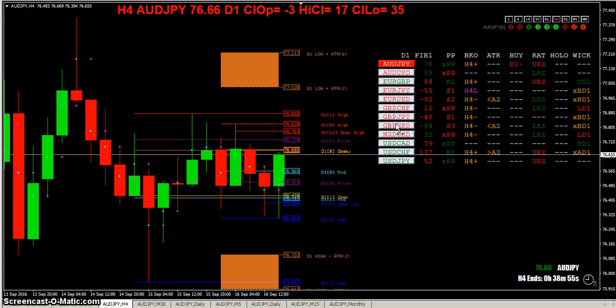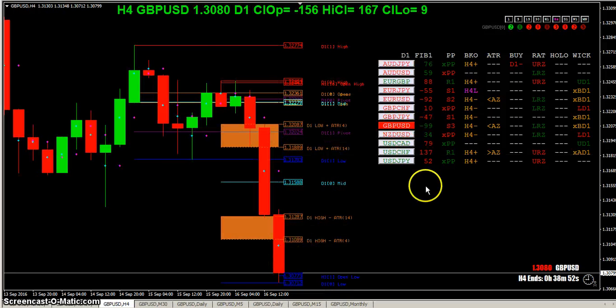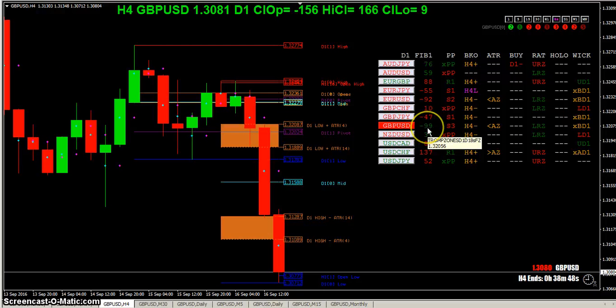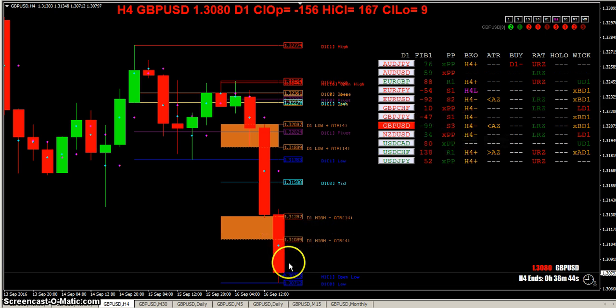You can see here the pound dollar is getting crushed. It is below 99. It is below S3 on the pivots. It broke out of the H4. There would have been a nice short there. It's below the ATR zone. I mean, it's just really getting hammered. 167 pips from the high to the close.